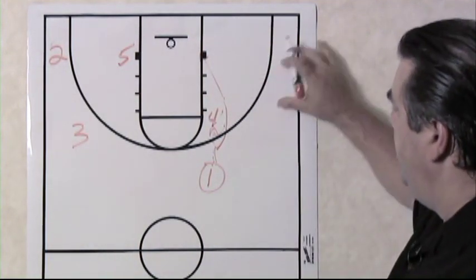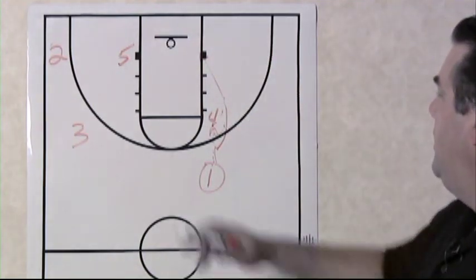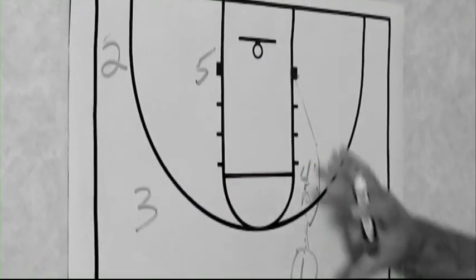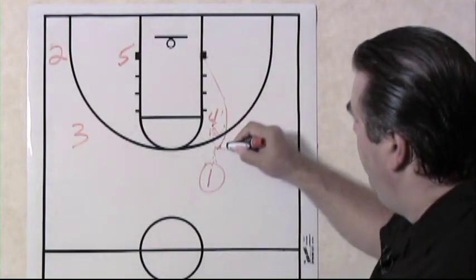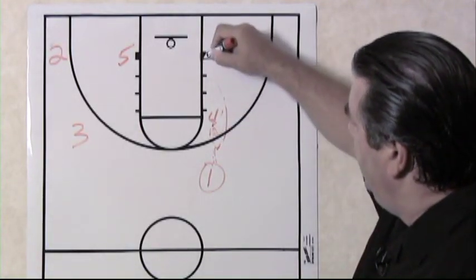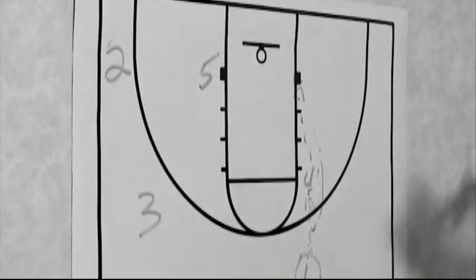If 1 does get the ball, ends up on the wing, 4 can post up. 5 can flash to the high post. But you're really working on this 2-man game, trying to get 1 an easy shot here on the pass to 4 with 1 cutting to the basket and hopefully getting him the ball back inside for an easy layup.